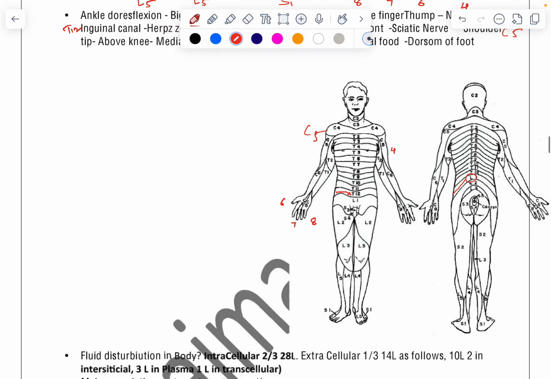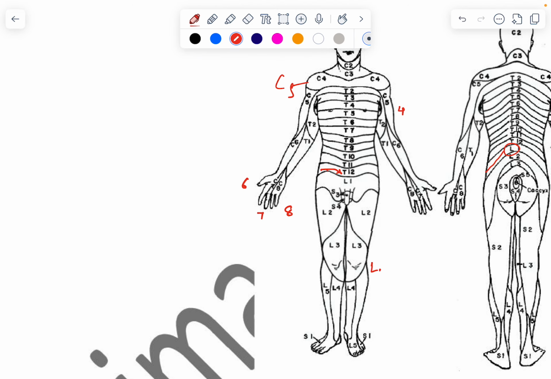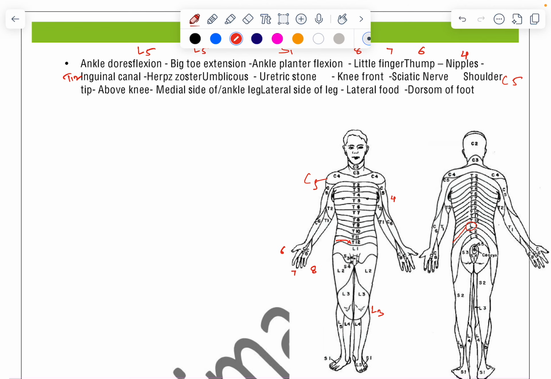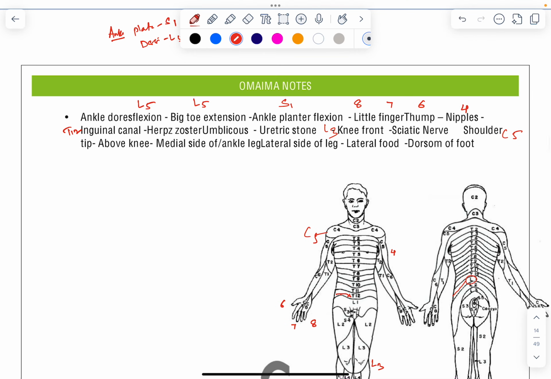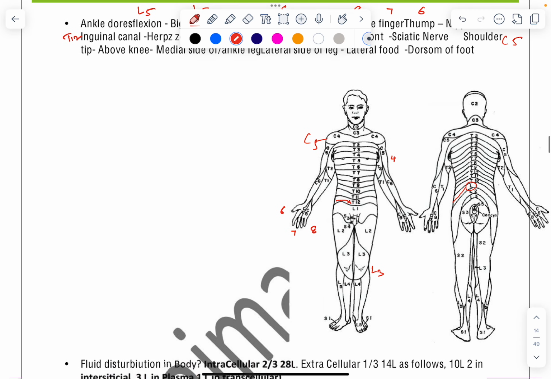Now the knee, this is L3. Medial side of the ankle, this is L5. This is S1, sural nerve.